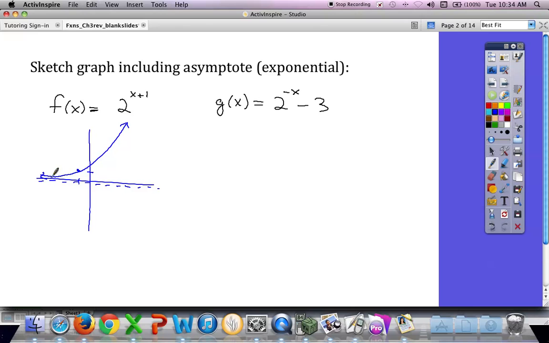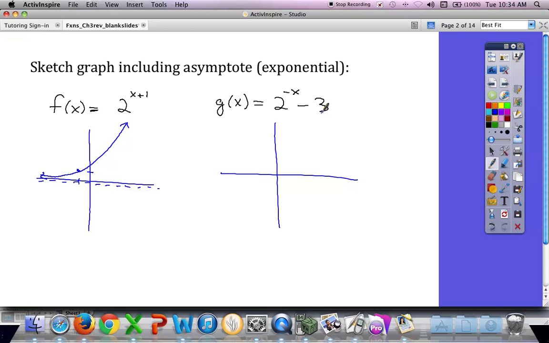Right? The second one, is that growth or decay? That's decay, right? Because of the negative in front of the x in the exponent, that's going to be a decay. So again, I would expect that the graph looks something like this. It would have an asymptote, which is on the x-axis.